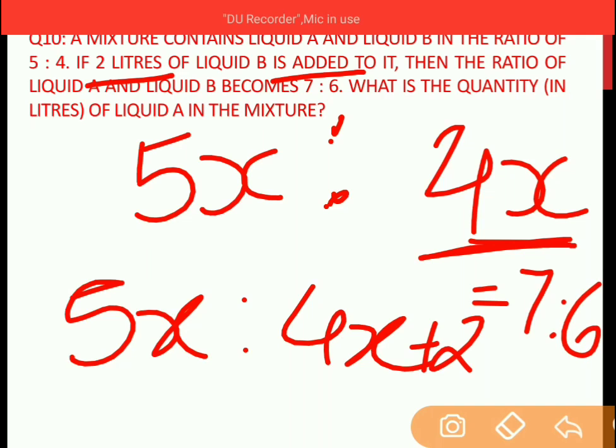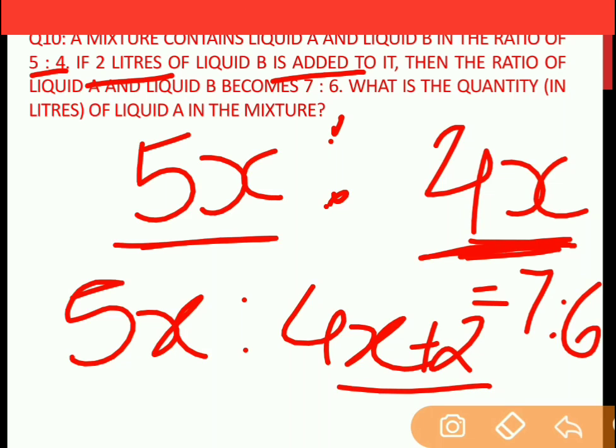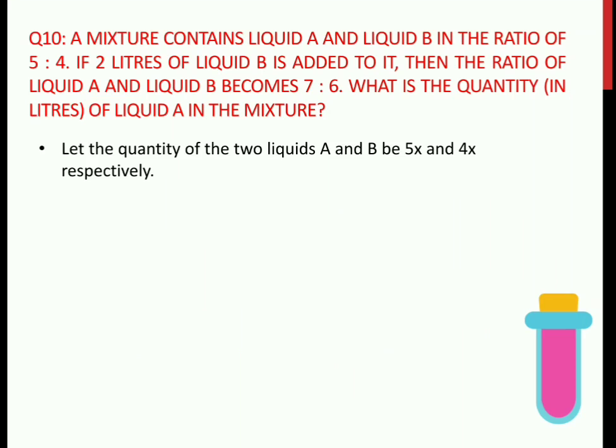So first of all, we have assumed from this ratio that the quantity of liquid A will be a multiple of 5, that is 5x, and the quantity of liquid B will be a multiple of 4, that is 4x. To this 4x quantity, 2 liters of liquid B is added. So the new quantity of liquid B will be 4x plus 2. So the new ratio now becomes 7:6. From this new ratio, we can find out the value of x. So according to the question, after adding 2 liters of liquid B, we have 5x upon 4x plus 2 is equal to 7:6. Understood?